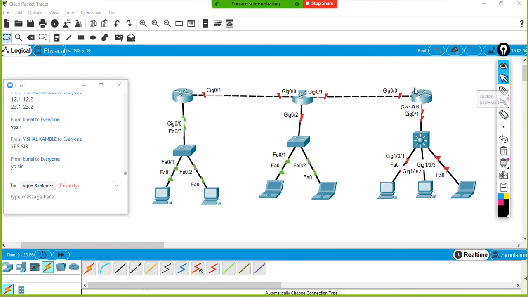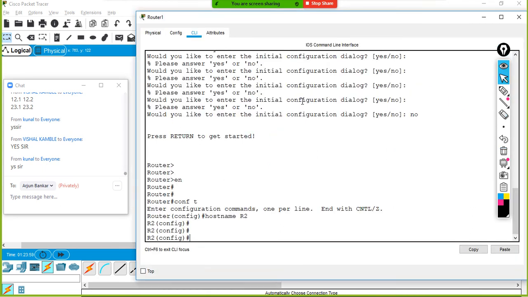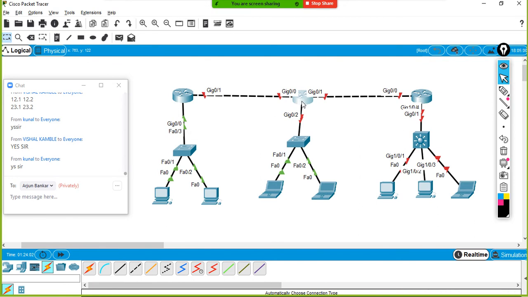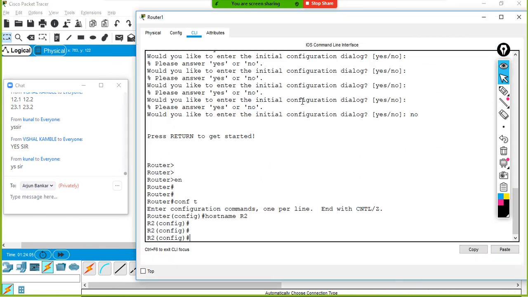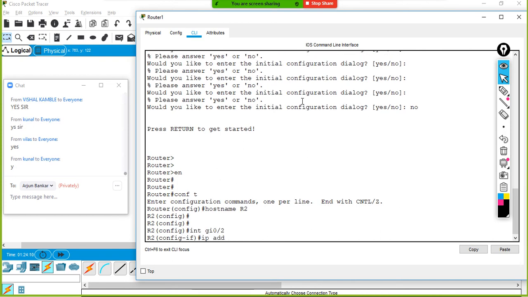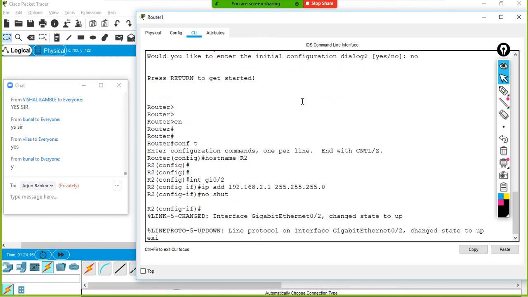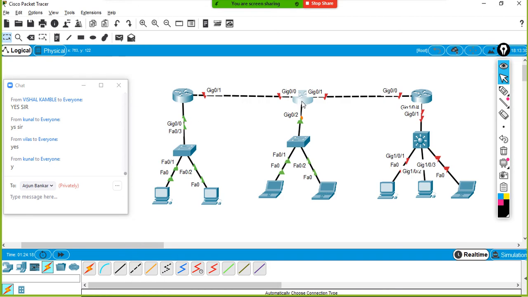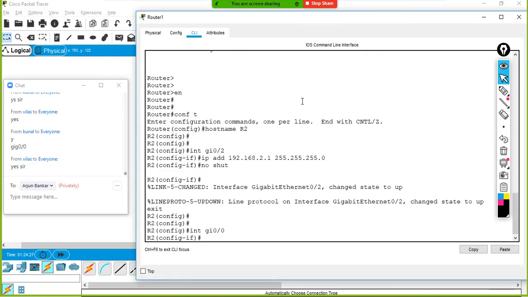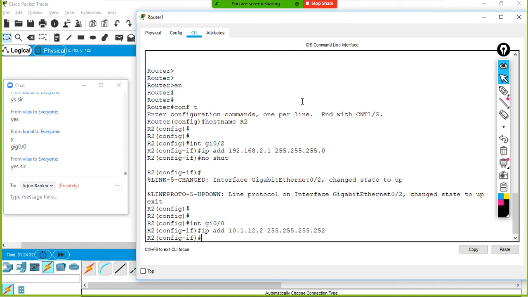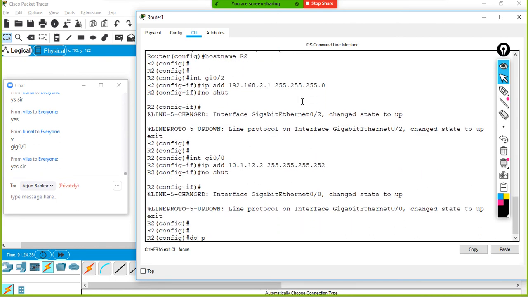Anyway, now let's go to router 2. Can I configure gigabit Ethernet 0/2, my LAN interface? Interface gigabit Ethernet 0/2, then ip address 192.168.2.1 255.255.255.0, then no shut. Then after that, which interface will we configure? Gigabit Ethernet 0/0, which is connected to router 1. That concept is clear for us. ip address 10.1.12.2 255.255.255.252, then no shut.